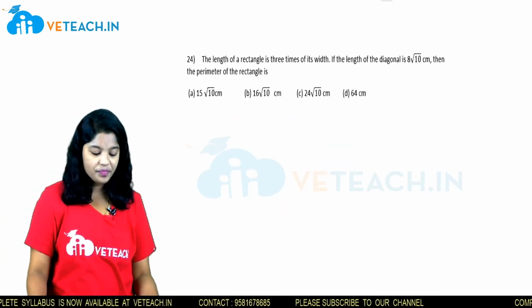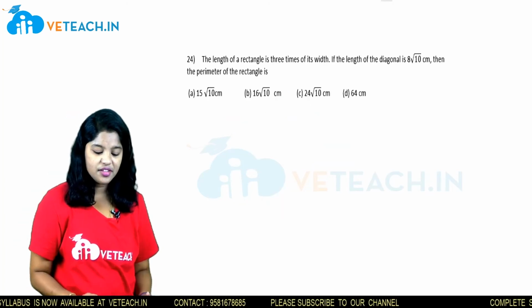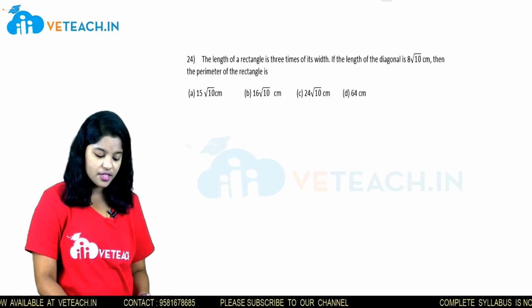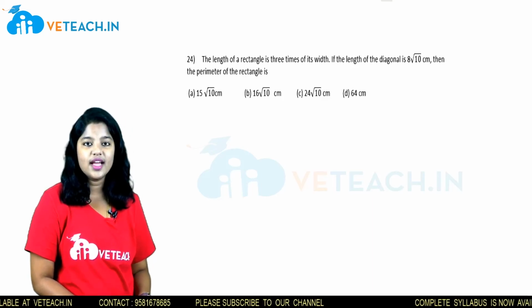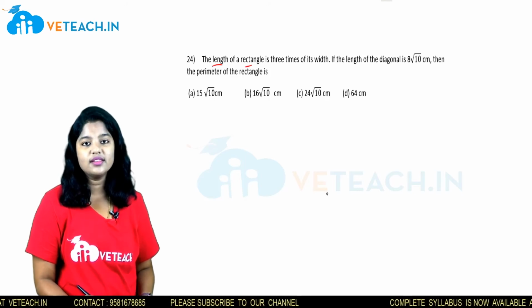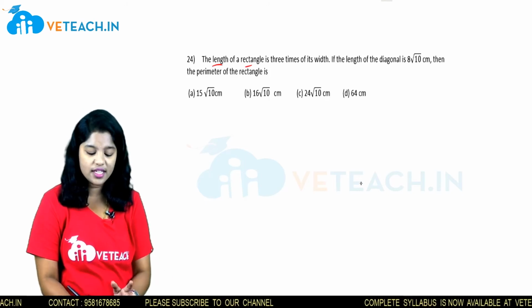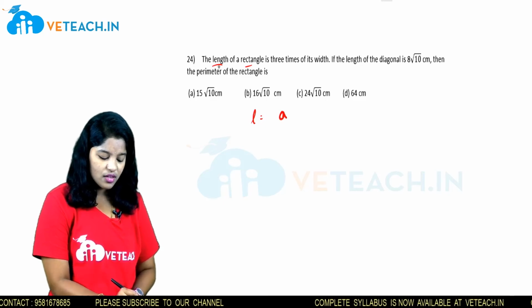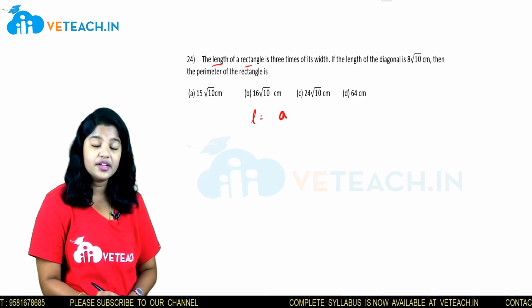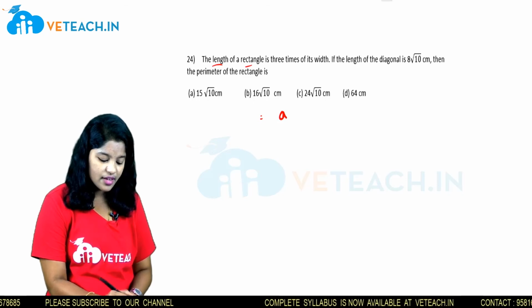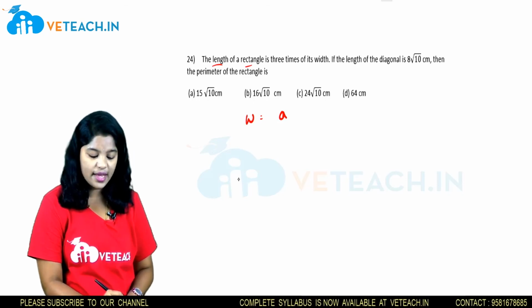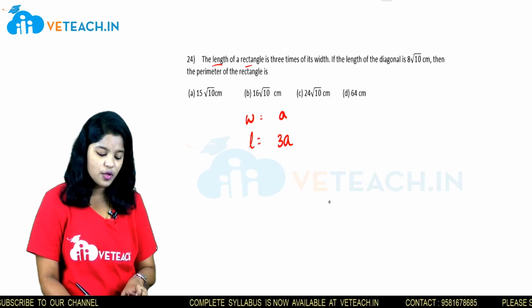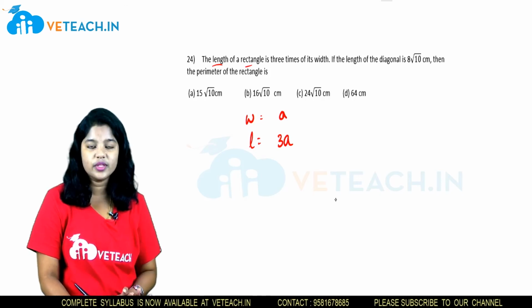See the next question. The length of a rectangle is 3 times its width. The length of the diagonal is 8 root 10 centimeters. Then the perimeter of the rectangle is? They have not given the length and width of the rectangle, so let the width be a. Now they have given the length of the rectangle is 3 times the width. So width is equal to a centimeters. Then automatically the length will be 3a centimeters, because length of a rectangle is 3 times its width.